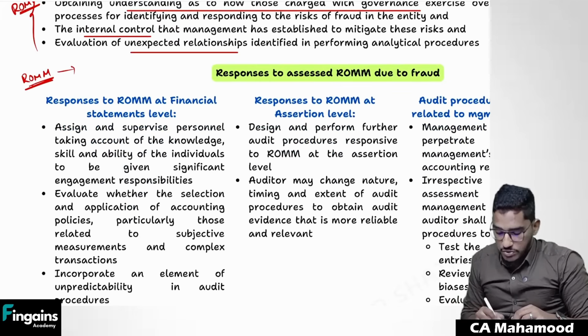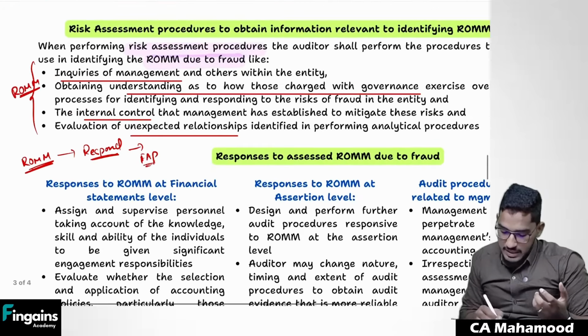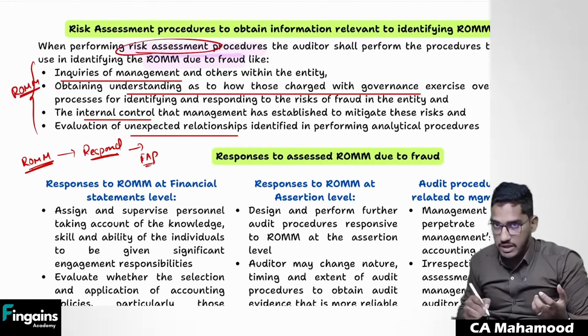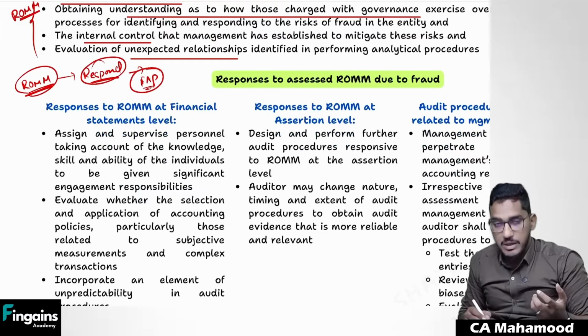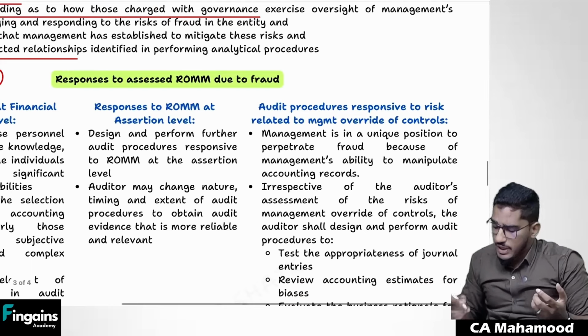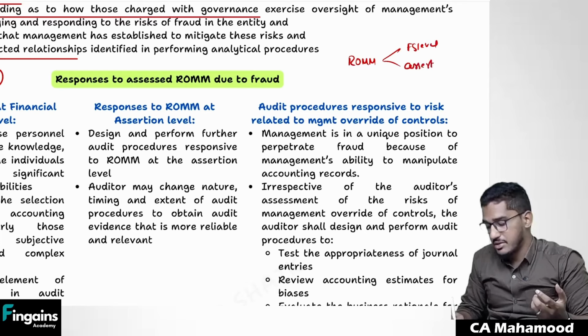And by performing those 4 procedures, if you came to know that there is a risk of material misstatement, now what should you do? You should respond to that risk of material misstatement. How should you respond? By performing further audit procedures. You performed your risk assessment procedures to identify the risk. If you have identified the risk, then you have to respond appropriately by performing further audit procedures. And I told you in the risk assessment chapter, risk of material misstatement can be at 2 levels. Risk of material misstatement at the financial statement level, and at the assertion level.